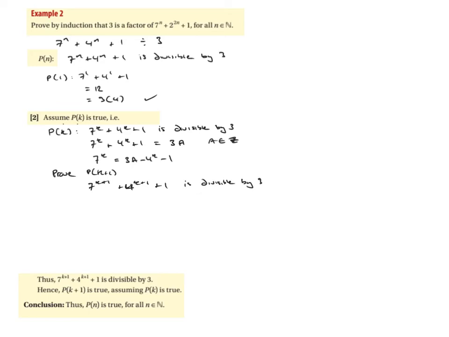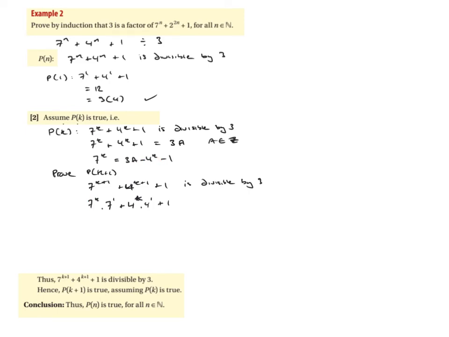Okay, so what we're going to do again, like we did before, is break these up, the indices here. My next line is going to be 7 to the k multiplied by 7 to the power of 1, plus 4 to the k multiplied by 4 to the power of 1, plus 1. And as we did before, wherever we see a 7 to the k here, we're going to put this 3a minus 4 to the k minus 1 in. So let's have a go at that.